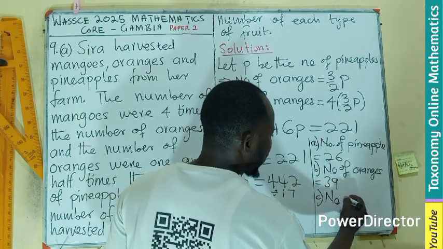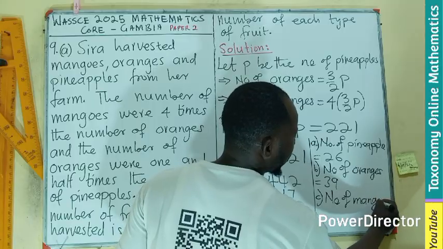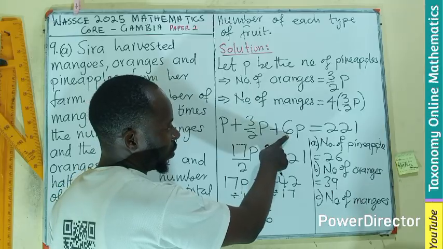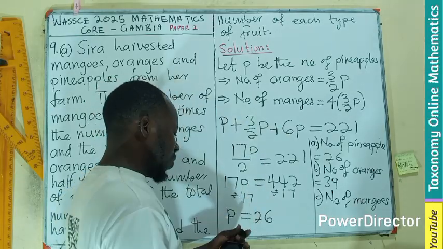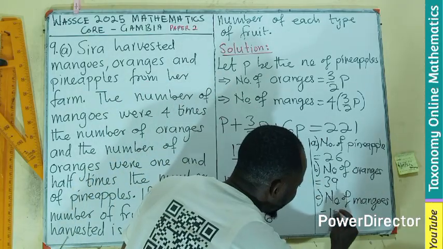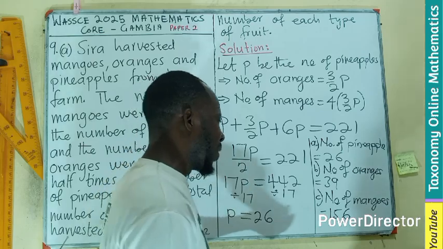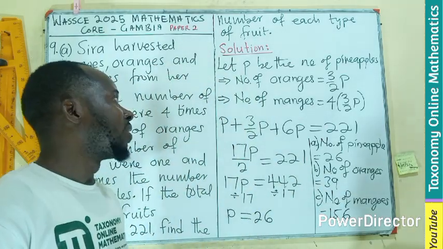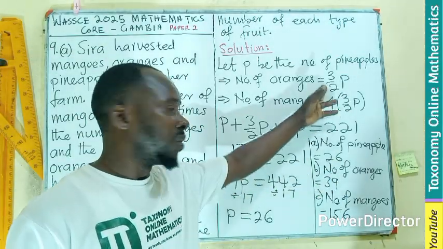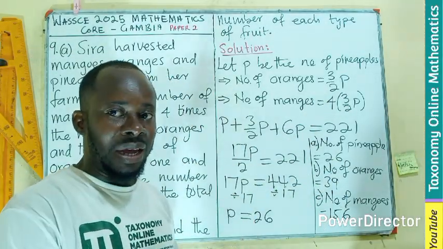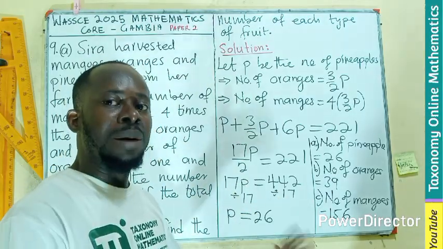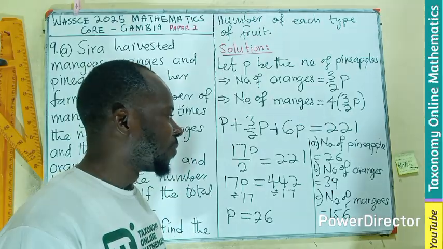Then number of mangoes as well. Remember, mangoes is going to be 6P, which is the same as this. So 6 times 26, so 26 times 6 will give you 156. And if you add 156 to 39 to 26, you will get your 221. I don't have enough space to show the calculations that I've done, but I believe you get the concept, where if you are faced with a question, you'll be able to have your time to elaborate on how you want your answers to be.